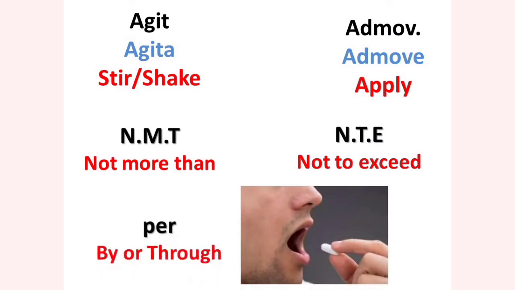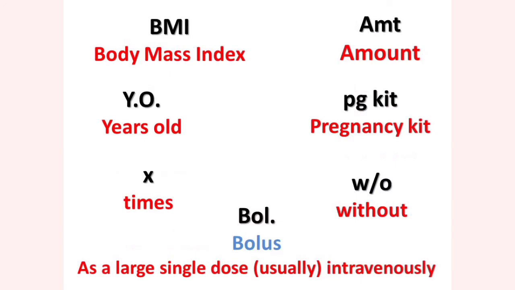Another is per. Per means through, per oral, per vaginally, per rectally. Per means by or through. Another is BMI. BMI means body mass index. You can check whether you are healthy or not by taking the BMI. Another is AMT. AMT means amount. Another is YO. YO means years old. And another is PG kit. PG kit represents pregnancy kit. This is the kit which is used for ensuring whether the woman is pregnant or not.